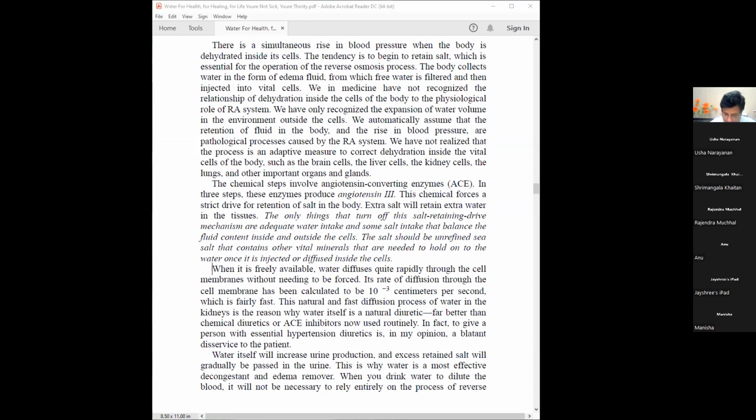When it is freely available, water diffuses quite rapidly through the cell membranes without needing to be forced. Its rate of diffusion through the cell membrane has been calculated to be 10 to the power minus 3 centimeters per second, which is fairly fast. This natural and fast diffusion process of water in the kidneys is the reason why water itself is a natural diuretic. Far better than chemical diuretics or ACE inhibitors now used routinely.